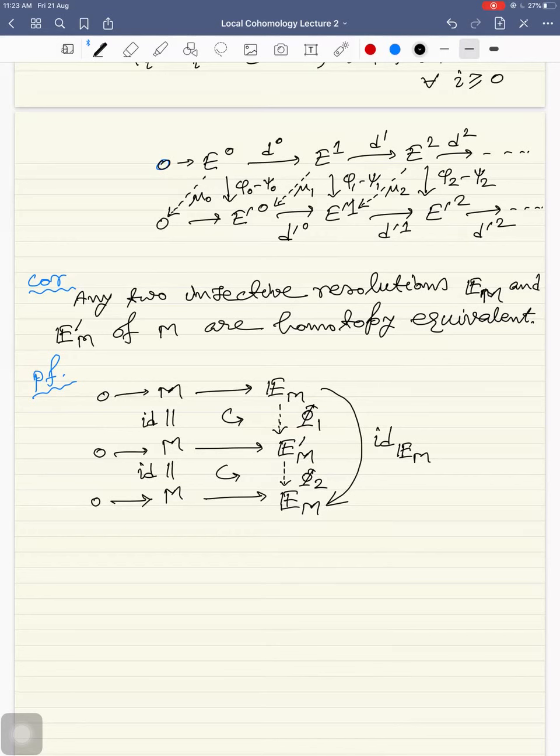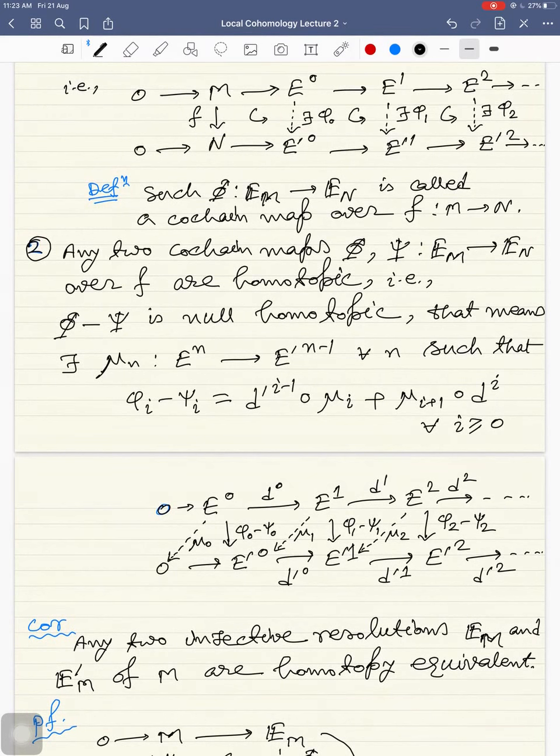So since the diagram is commutative, whether you go this way or this way, phi2 composed with phi1 and the identity map on EM are both over the identity map from M to M. And next we can use the second statement, that any two cochain maps over the same morphism are homotopic.